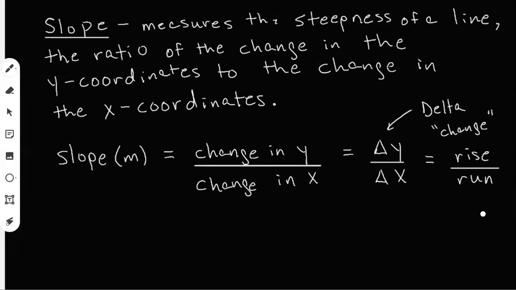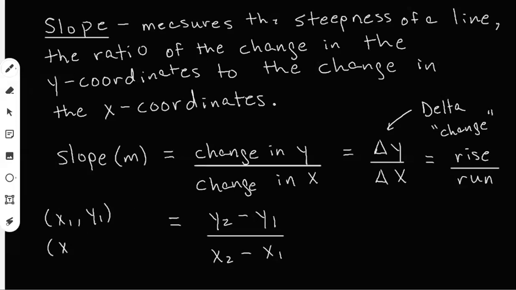So we can write it this way. Another way we can write it is y2 minus y1 on top. And then on the bottom of the fraction, we're going to have x2 minus x1. So we're always putting those y values on top and the x values on the bottom. This is only if you have two ordered pairs, x1, y1, and x2, y2.